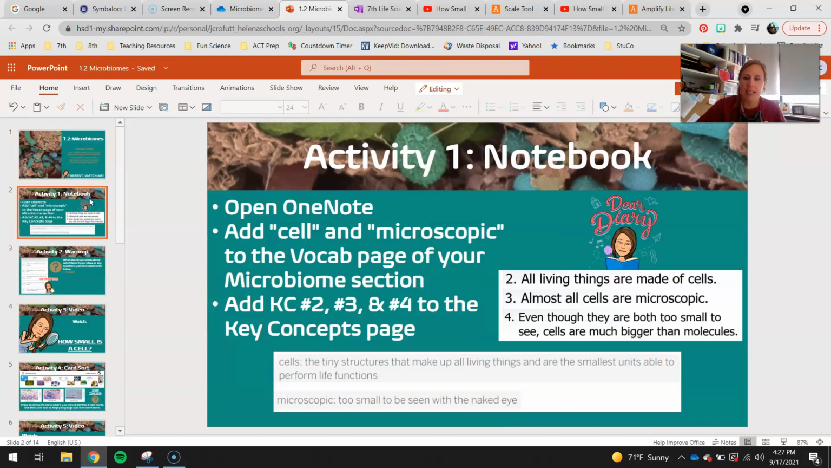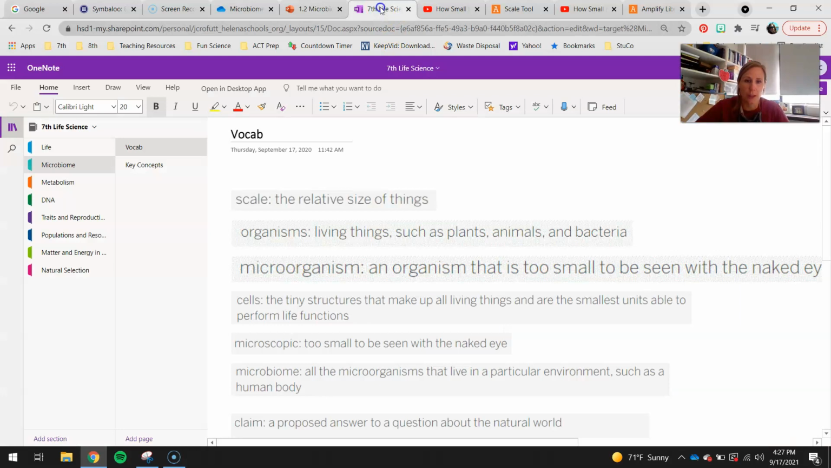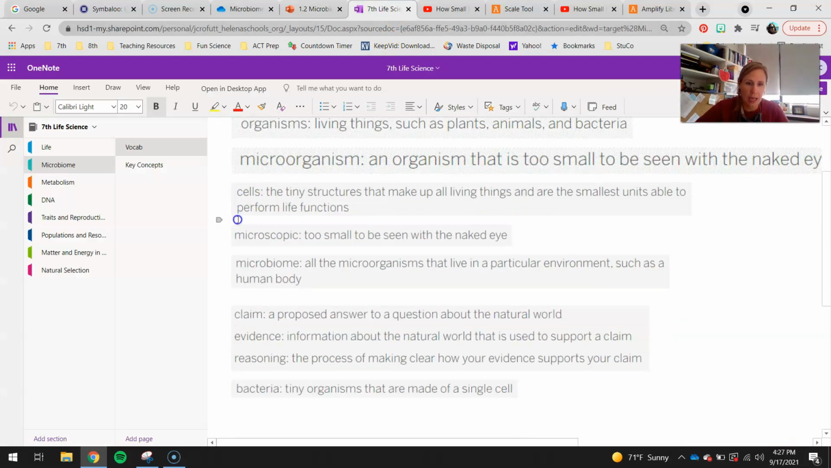For your bell ringer today, you needed to do two things. The first is activity 1, your notebook. You needed to add key concepts 2, 3, and 4 to your notes, as well as add cells and microscopic to your vocab. It should look something like this. Notice I have cells and microscopic right here.